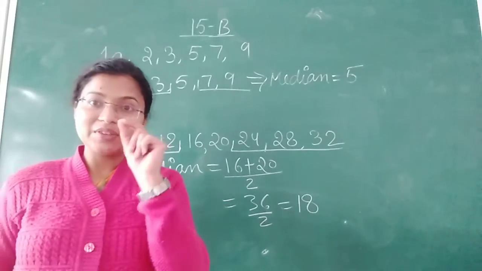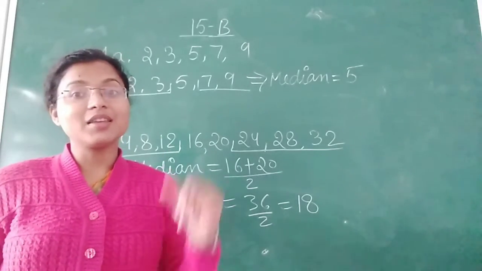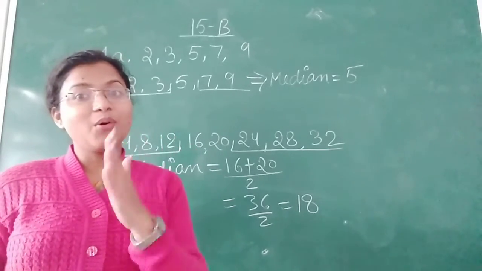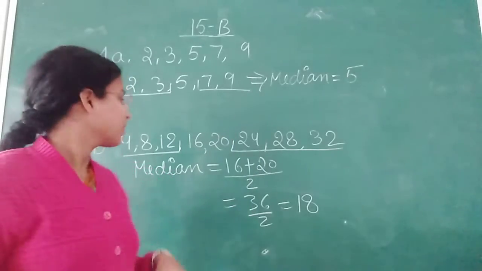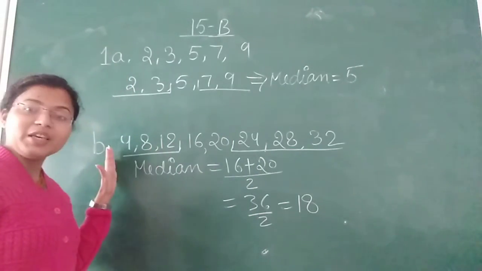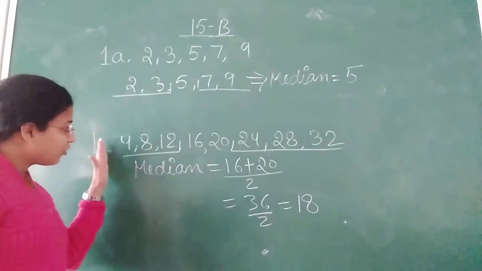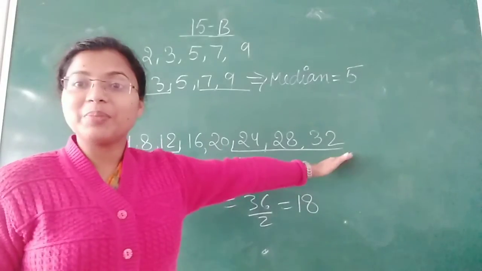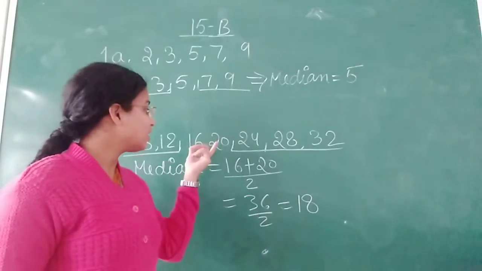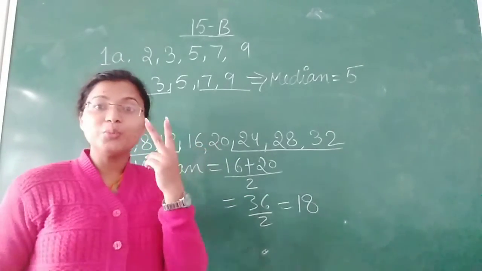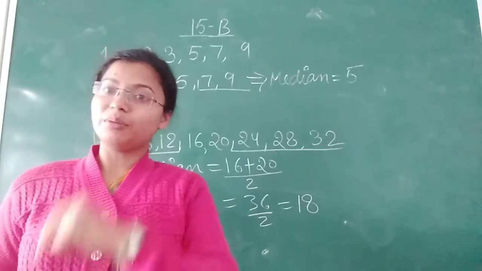Even number means divisible by 2. That means here you will get more than one median. So first of all, divide them equally. So I am taking 3 from the front, 3 from the back. Now you are having 16 and 20, 2 medians, but we want only one median.